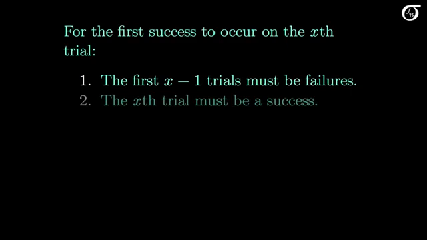Now let's work out the probability mass function for the geometric distribution. In order for the first success to occur in the xth trial, we need two things to occur. First, we need the first x minus 1 trials to be failures, and then we need the xth trial to be a success. The probability that the xth trial is a success is p, the probability of success on any individual trial. And since the trials are independent, the probability that the first x minus 1 trials are all failures is the probability of failure on any individual trial, 1 minus p, raised to the x minus 1.